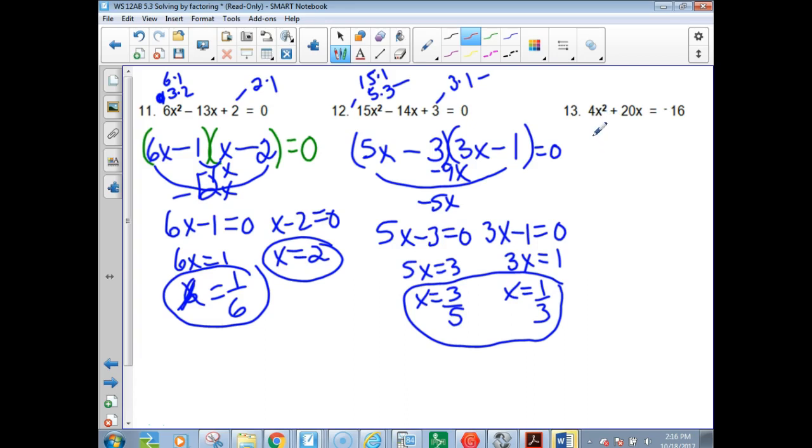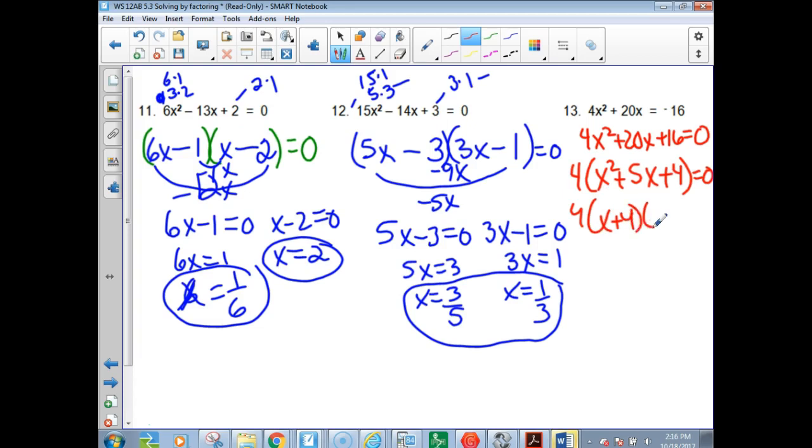Okay, 13, we need to set to 0 to start. Divide by 4. All terms are divisible by 4. Let's factor out a 4. Factor the trinomial. Set the factors to 0 and solve. We get negative 4 and negative 1.